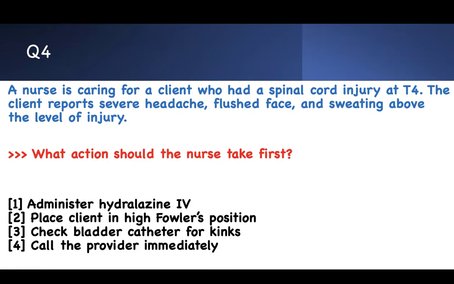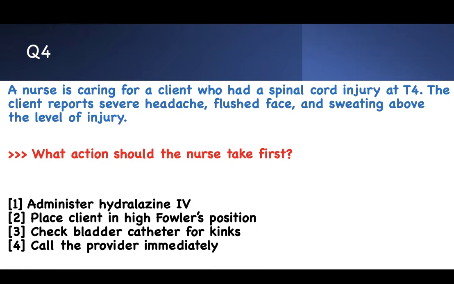The client reports severe headache. Is it not autonomic dysreflexia? Flushing of the face, autonomic dysreflexia, and sweating above the level of the injury. Oh, I know it. Critical thinking, autonomic dysreflexia, right? Now, you know what you need to do. You've got to be sharp.